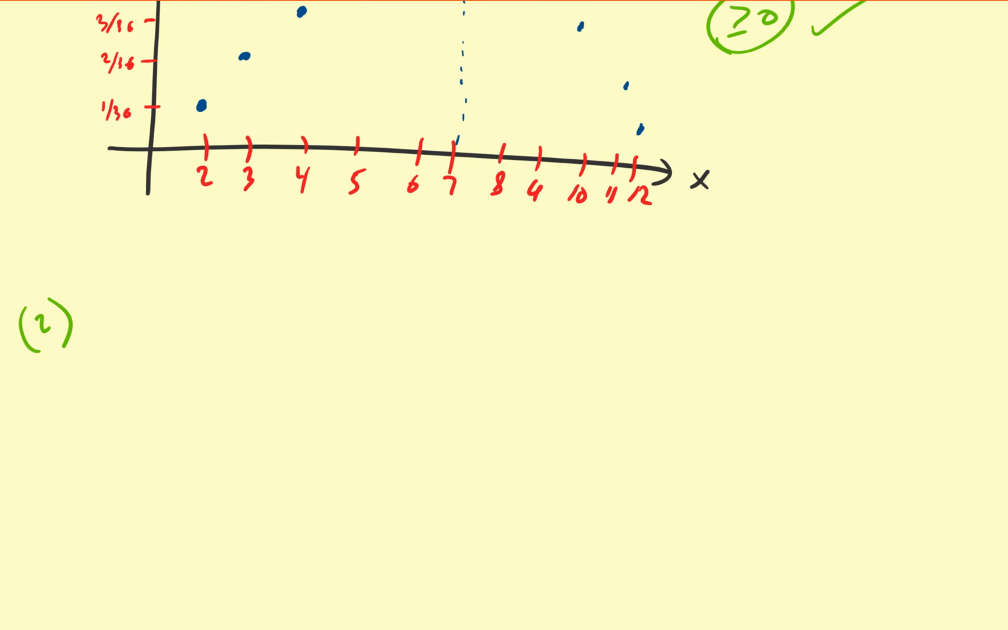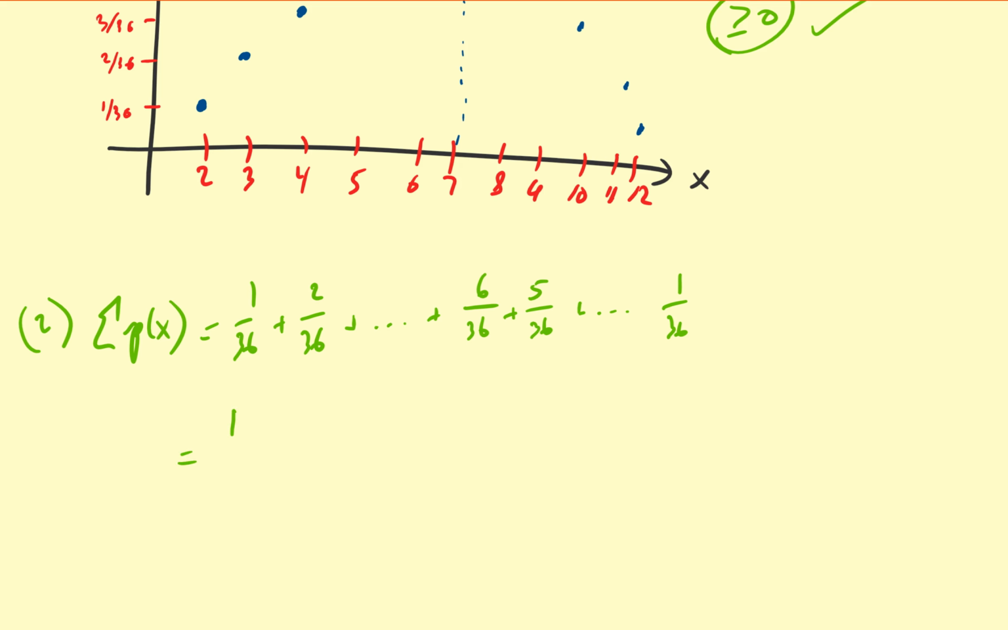So property 2. The sum of all of these values is going to be 1 out of 36 plus 2 out of 36 plus all the way out to 6 out of 36, then drop down, 5 out of 36, all the way down to 1. So if we factor out a 1 out of 36, then this is just going to be 1 plus 2 plus 3 plus 4 plus 5 plus 6 plus 5 plus 4 plus 3 plus 2 plus 1. So this is going to be a little bit easier to add.